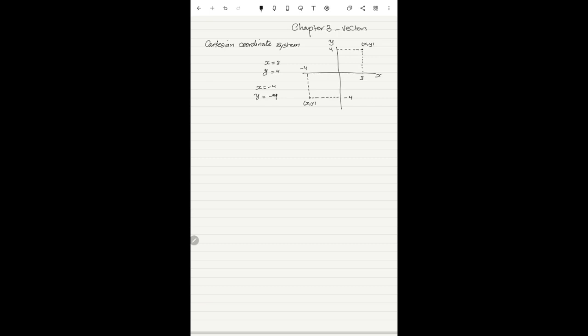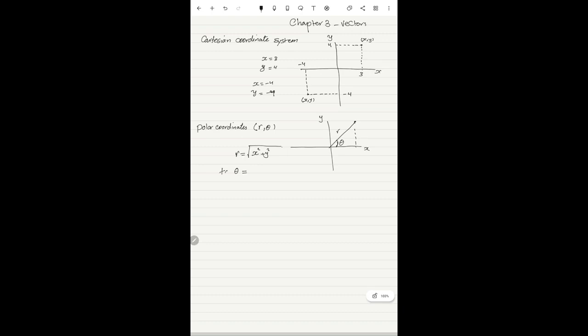Another useful coordinate system is the polar coordinates. In polar coordinates, we represent a point by two coordinates, r and theta, the position r and theta. So if we have here x and y coordinates, and a point here, this is r and this is theta. r in this case equals the square root of x squared plus y squared, and theta, if we have a right angle triangle, tan theta is the opposite divided by the adjacent, so it equals y over x, or theta equals tan inverse of y over x.